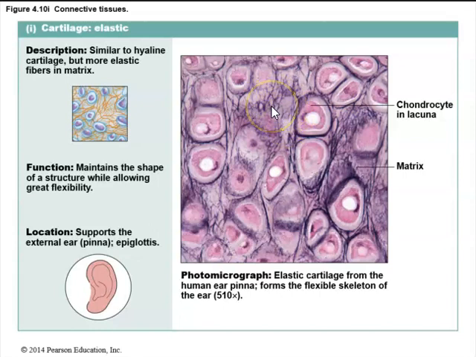But here is cartilage. We can see the chondrocytes in the lacuna and the elastic fibers within the matrix of the cartilage. So again, it's similar to hyaline cartilage, but more elastic fibers. Function of elastic cartilage is to maintain the shape of a structure, but also allows great flexibility. If you've ever played with your ear and bent it several ways, it just bounces right back to its shape. So again, location supports the external ear called the pinna, and we can find it in the epiglottis.